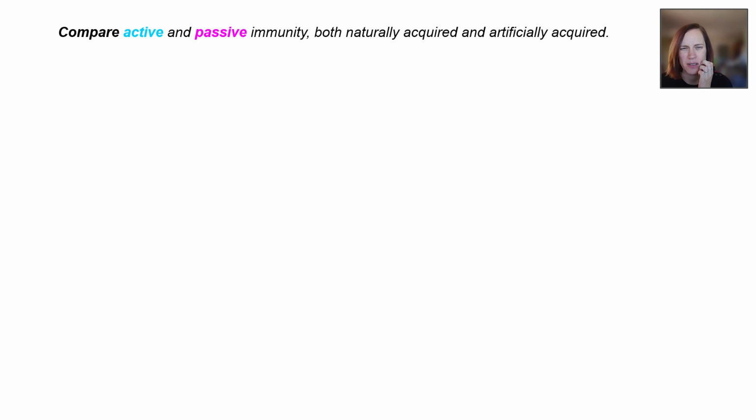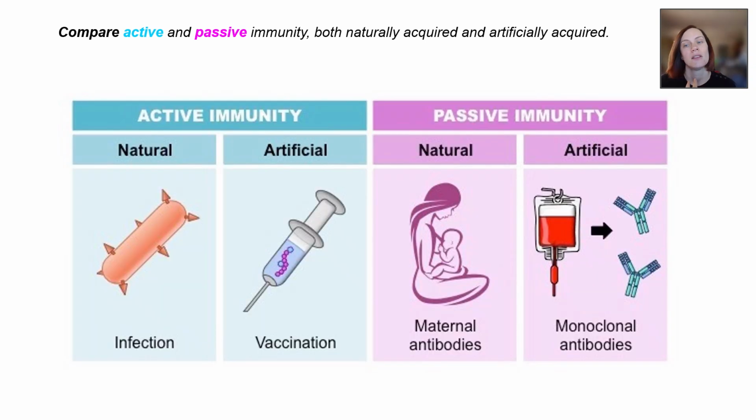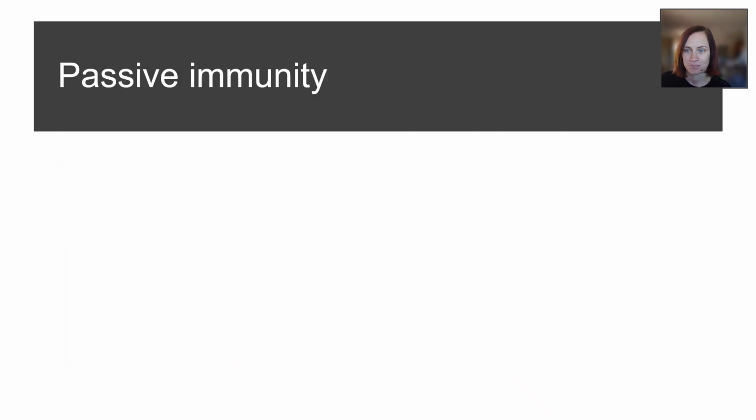Now, our focus specifically is on antibodies produced to specific pathogens. So if this is our dot point here, we're looking at active versus passive, and both naturally and artificially acquired. And so we're going to classify them in this way with these diagrams here.